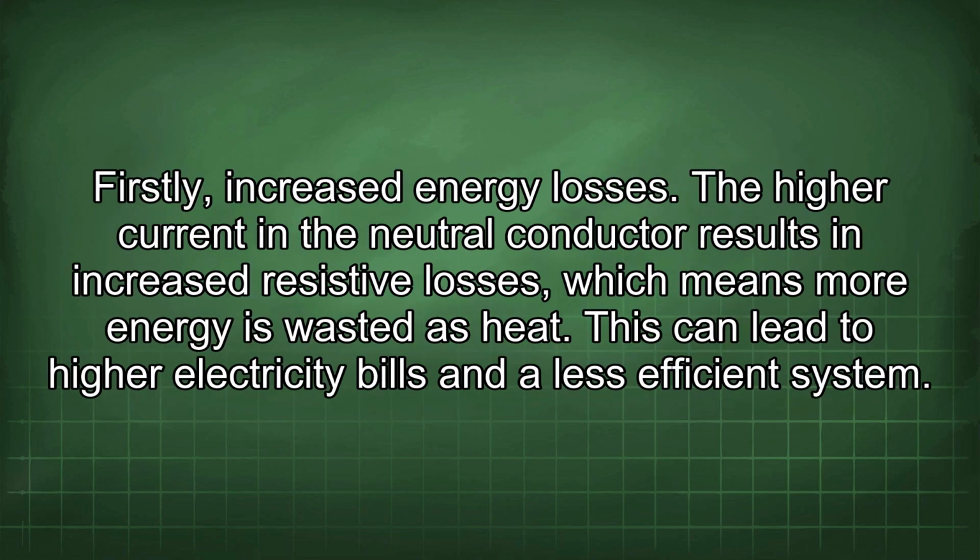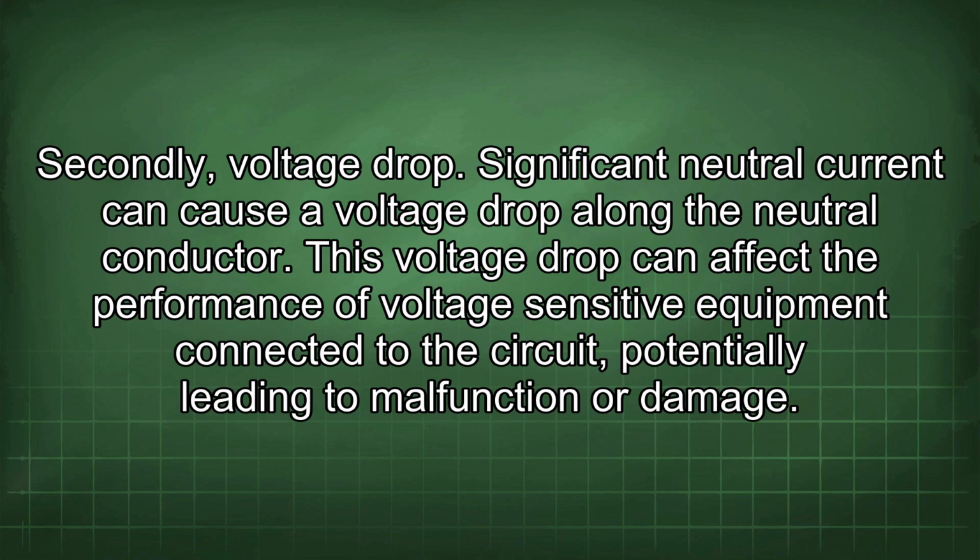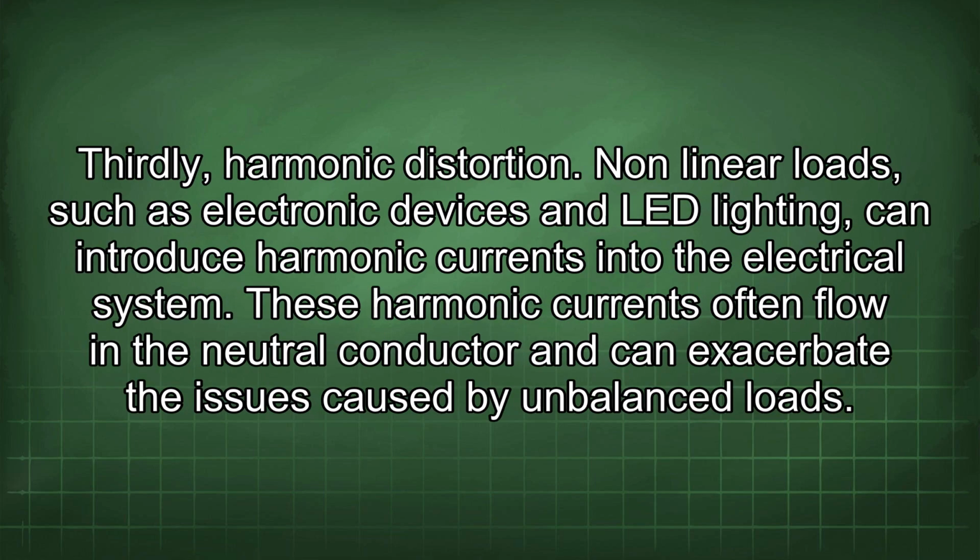Firstly, increased energy losses. A higher current in the neutral conductor results in increased resistive losses, which means more energy is wasted as heat. This can lead to higher electricity bills and a less efficient system. Secondly, voltage drop. Significant neutral current can cause a voltage drop along the neutral conductor. This voltage drop can affect the performance of voltage-sensitive equipment connected to the circuit, potentially leading to malfunction or damage. Thirdly, harmonic distortion.